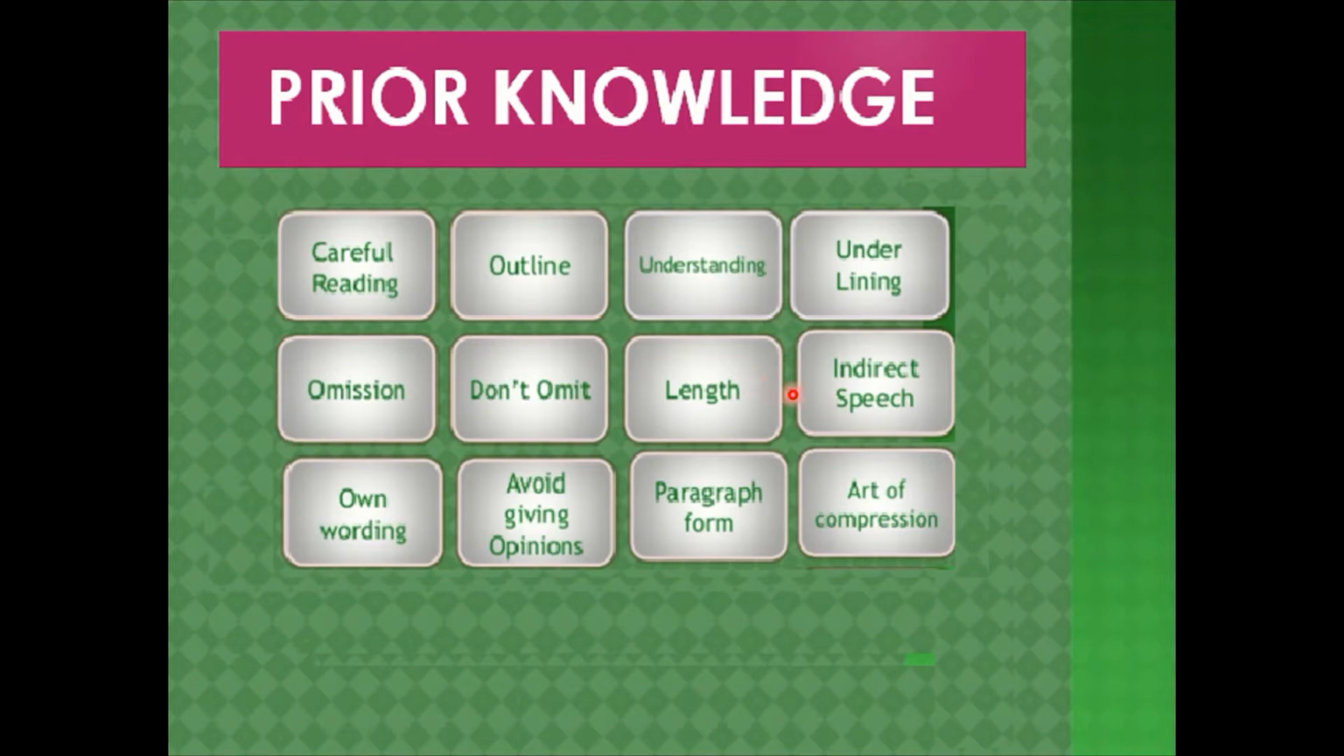Then we learned that the length of the summary should be reduced to 1/3 of the original passage. Then we learned the rule of narrating all the dialogues in the passage in indirect speech while making it a summary. Then we learned that we should use our own words, but we should avoid giving our own opinions. And at the end, it should just look like a short and compact paragraph, and we should use the art of compression. So these were the rules that we discussed in our previous lecture.